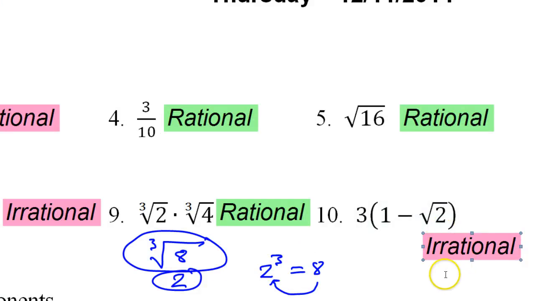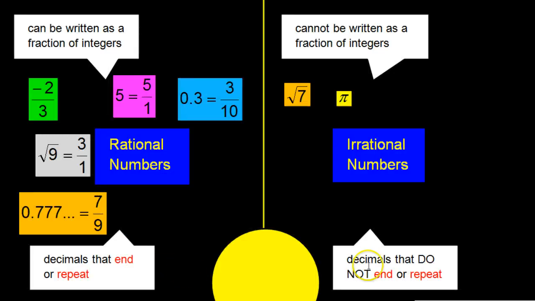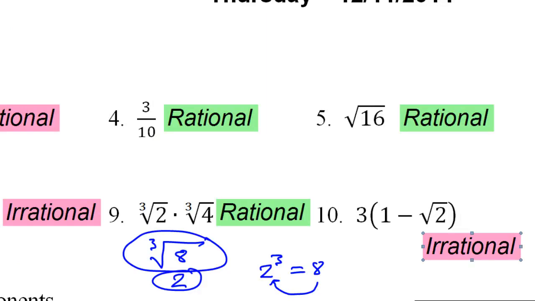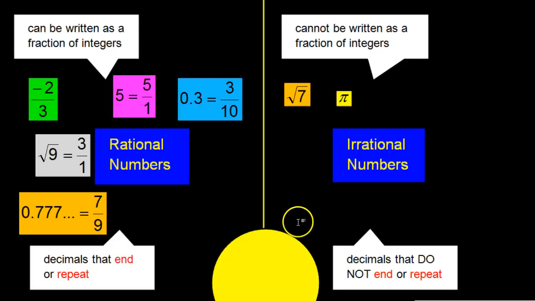Okay, so that is going to be irrational. It is a decimal that does not end or repeat, and there's no way that it could be written as a fraction of integers. There's no way to rewrite that. Alright, that is going to be the end of this lesson. I hope that you have come to understand the difference between rational numbers and irrational numbers.